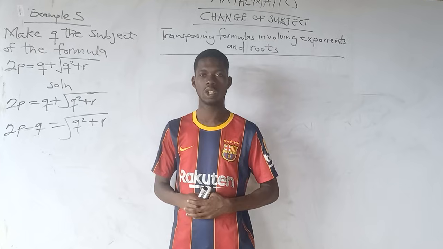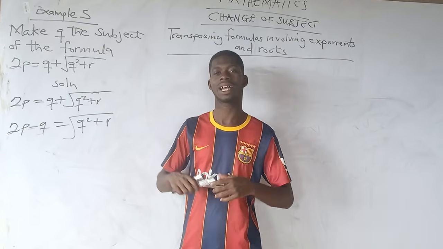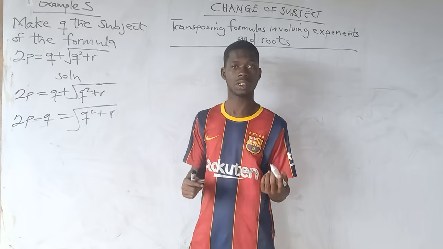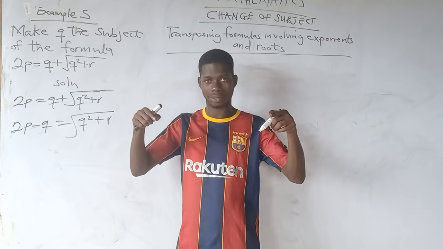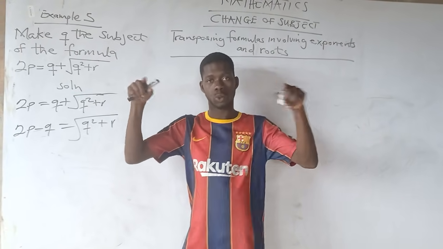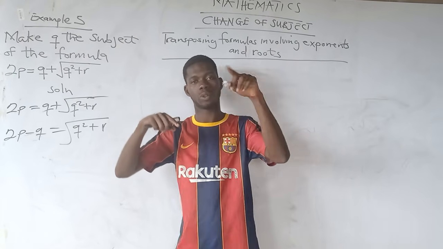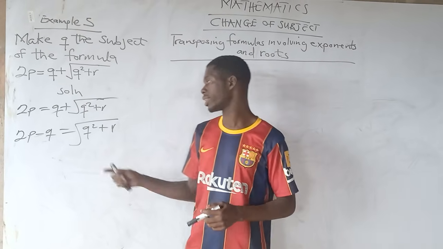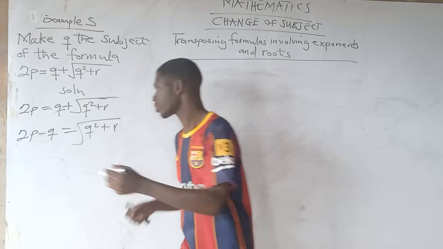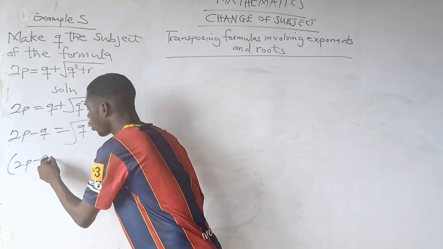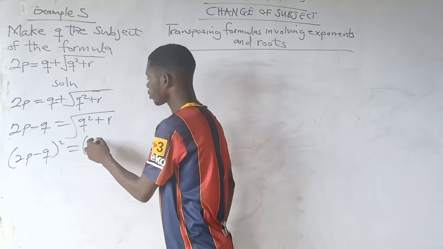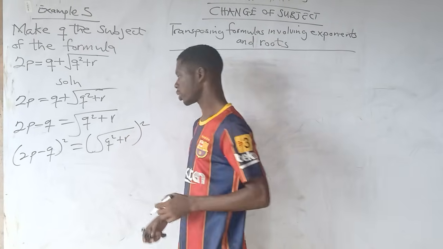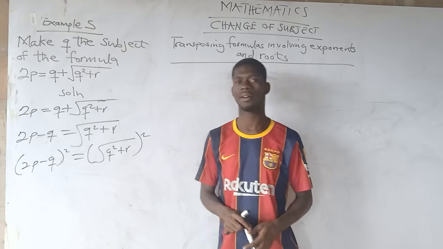So what are you going to do? You are supposed to square both sides, so that you can eliminate the square root. For the fourth root, you put a bracket there and write 4 on top so that you can eliminate the fourth root. The same thing applies to this one as well. If you want to eliminate the square root, you square both sides. So (2p minus Q) squared is equal to Q squared plus R.